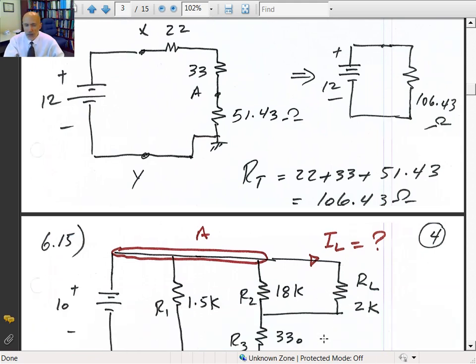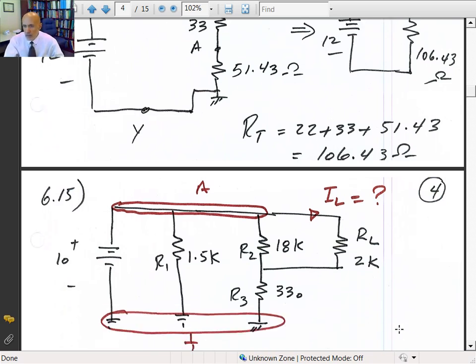Number 15, determine the value of load current I of L. The circuit is given right here. We're after this current going to the load.